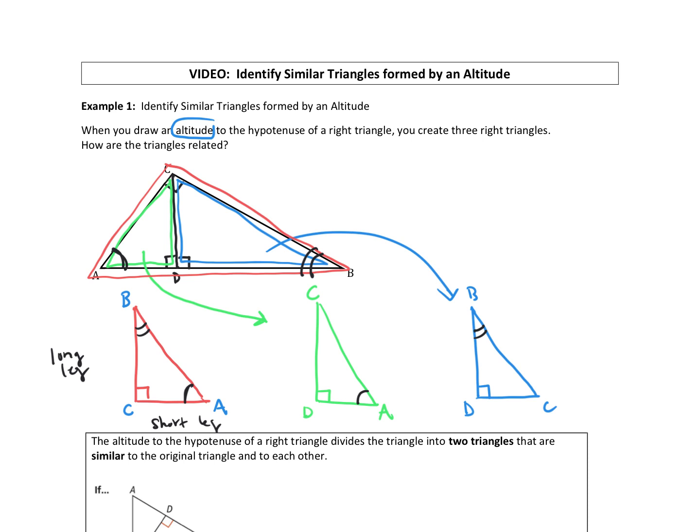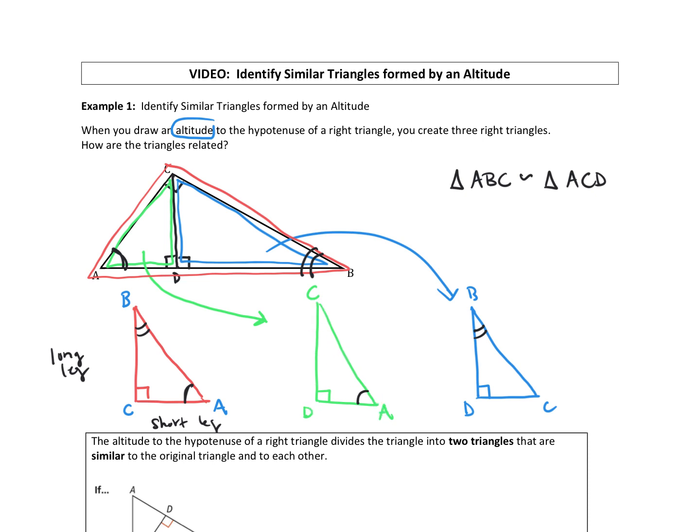Some things that we can take note of is that triangle ABC is similar to triangle ACD. So these are the first two triangles. ABC is similar to ACD. And see how nicely those are all lined up where they should be. A up here to B, down to C. A up here to C, down to D.